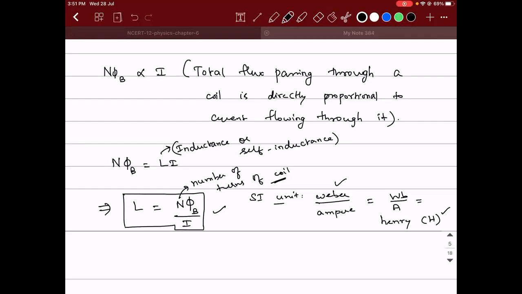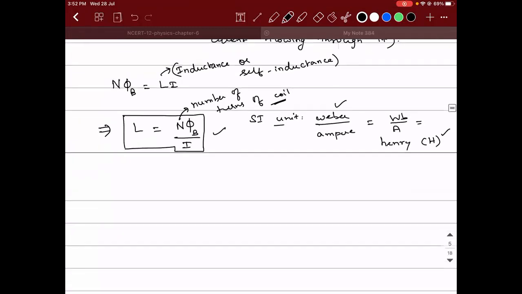Sir, can you give a definition for inductance, sir? Inductance, there is no definition as of now. There is no mathematical definition. I'll tell you the significance of it. Okay, sir. Right, this is one of the definitions.